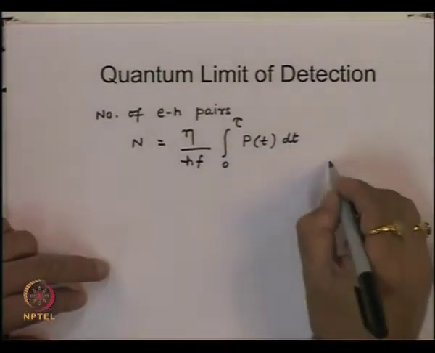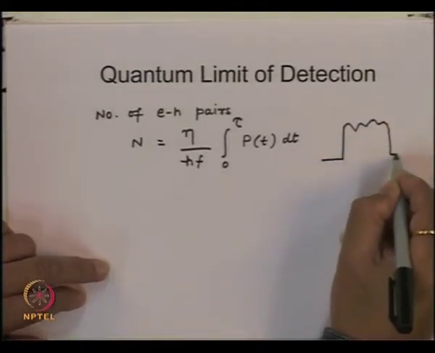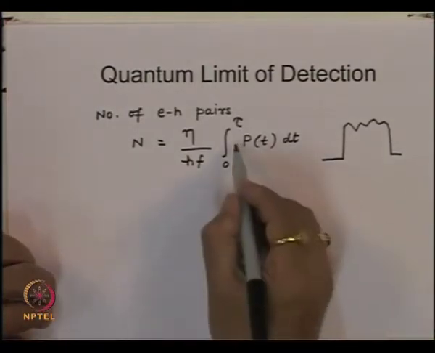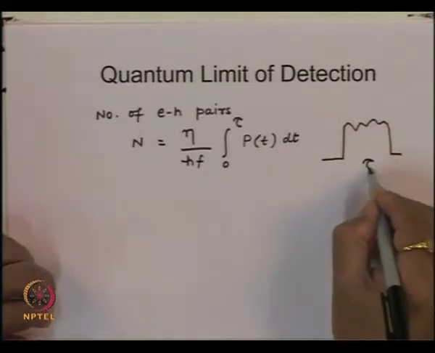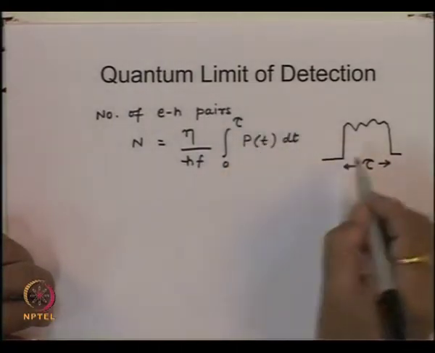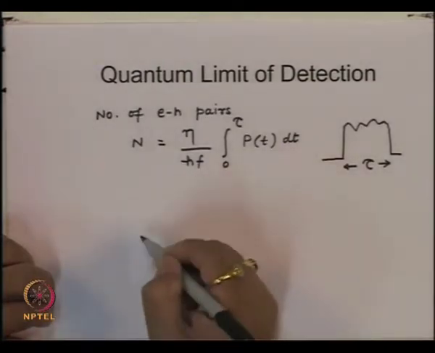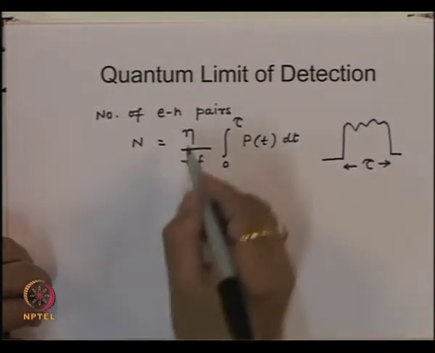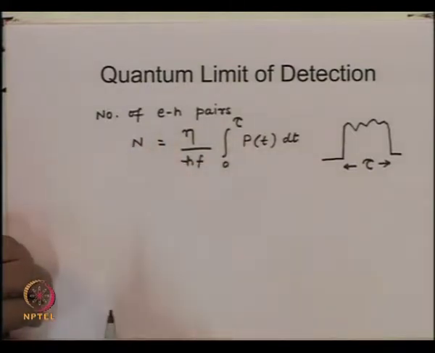So, we are assuming in general the bit is not necessarily rectangular, it may have some variation like this, and that is what is represented by one level. So, if you integrate now the power over this duration tau of the bit, that gives us the total energy in this bit. You divide by the energy of one photon, that gives you the number of photons which are received by the detector, and multiplied by the quantum efficiency, that gives you the number of electron hole pairs generated.